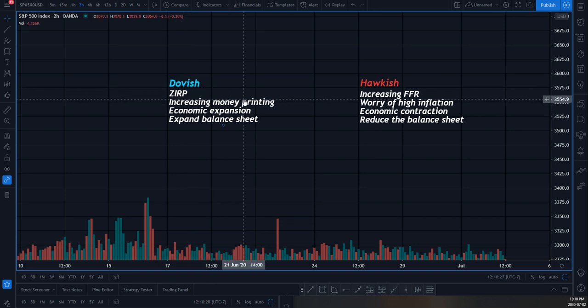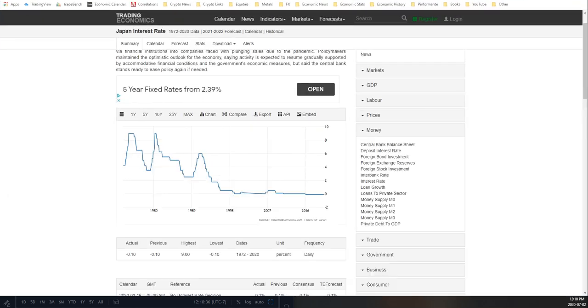They're printing lots of money. They're expanding the balance sheet. These are the signs and characteristics of doves, right? So let's look at Japan.